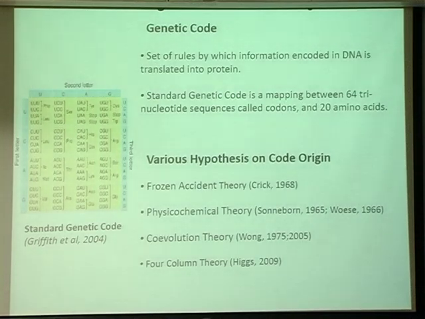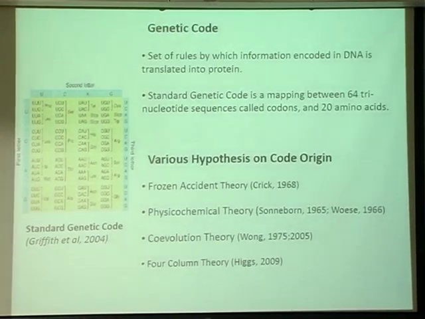The physicochemical theory says that the standard code is a result of selection to reduce the harmful effects of mutational and translational errors. And the coevolution theory says that the code co-evolved with the pathways for amino acid synthesis. And the four-column theory says that in the early stages of code evolution, there were only 4 amino acids encoded, and gradually new amino acids were incorporated in the genetic code.